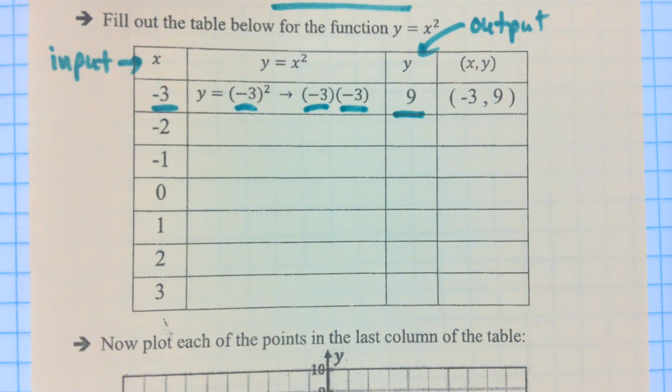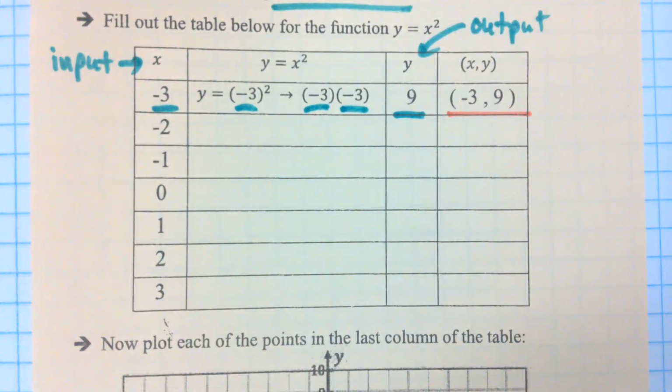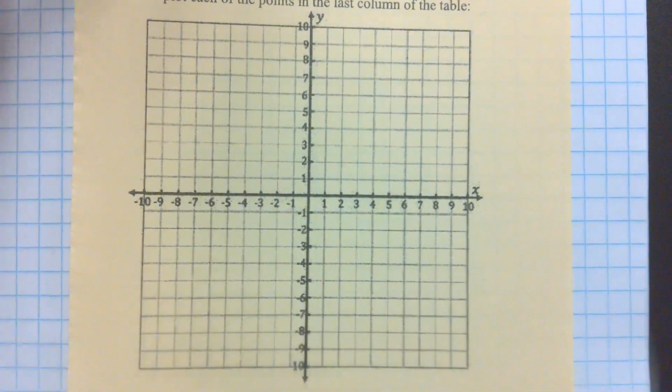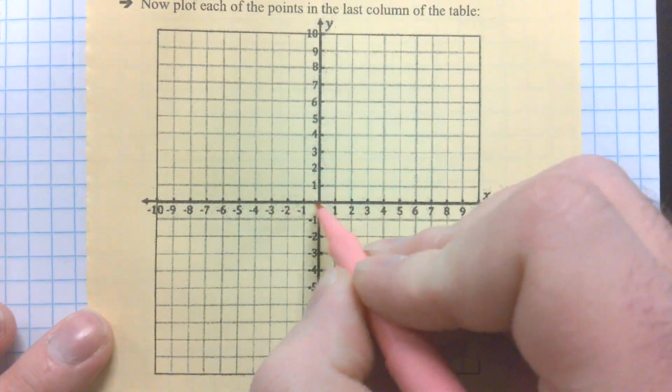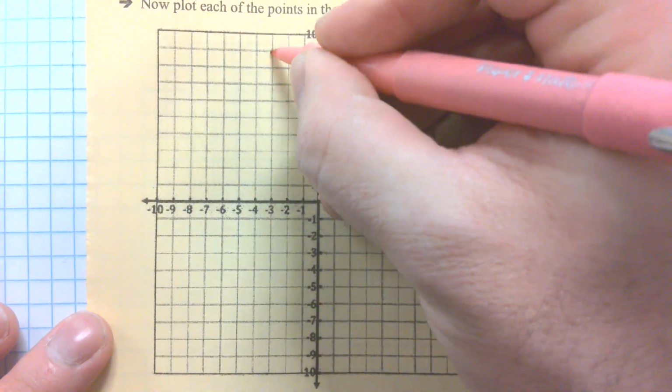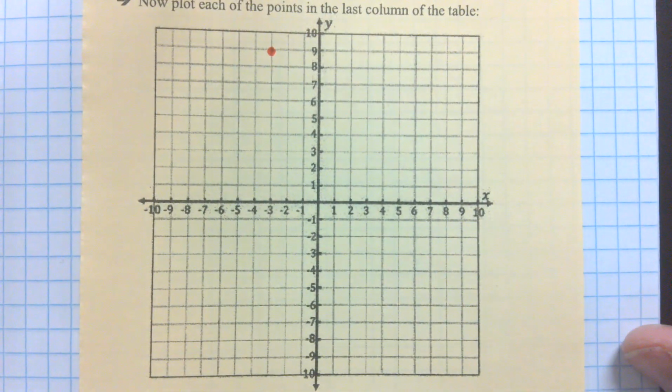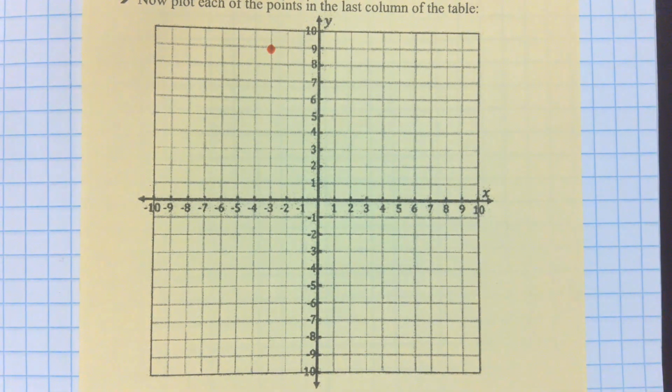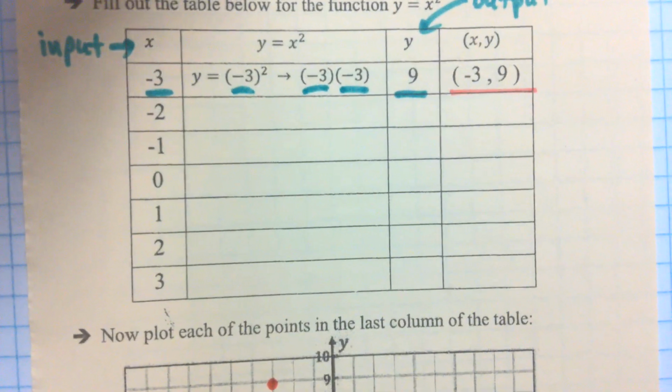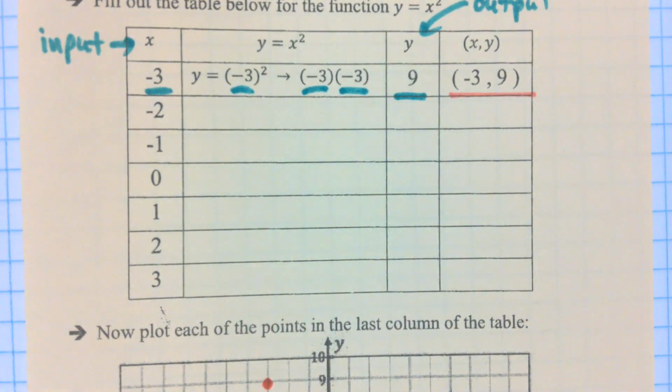Which means my point is -3, 9. Go ahead and take a moment to plot -3, 9 on your graph. -3 on the x, +9 on the y. We end up all the way up there. -3, 9.